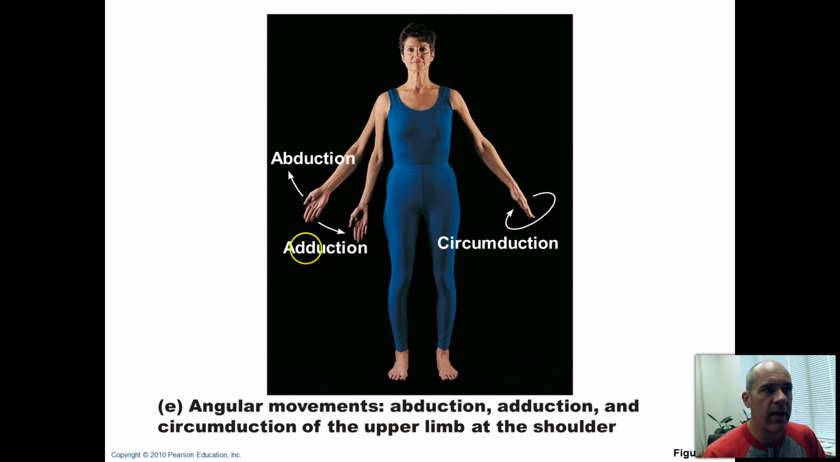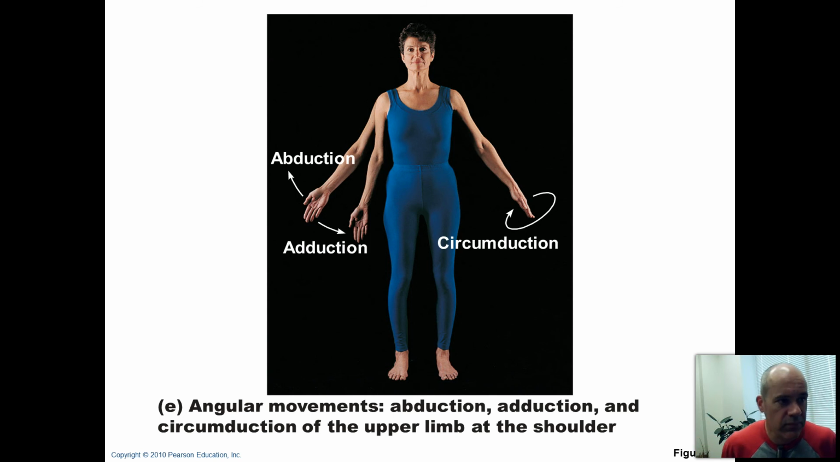Okay, so here on this diagram, we're looking in a coronal or frontal plane. We've got a front view. And what about at your shoulder? When you do abduction at the shoulder, you're raising your arm out in this direction, away from the body. That's abduction.